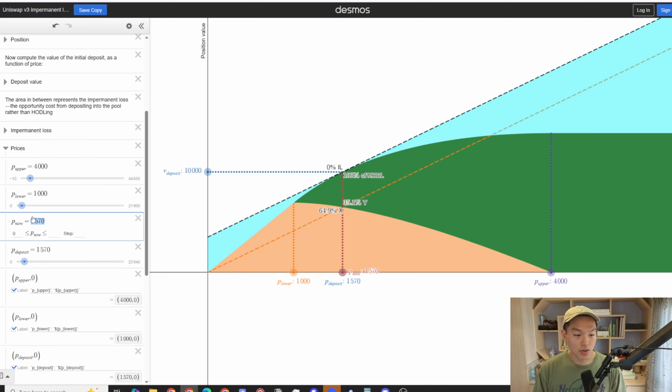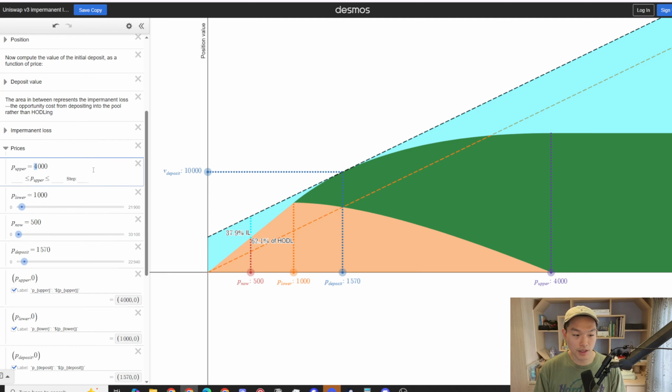And let's say you change the price now to 4,000, then you can see there's a big impermanent loss at roughly 31%. And if we change to the downside here, let's just say $500 ETH, then again, 38% worth of impermanent loss. So when you have a wide range, it's actually not too bad.